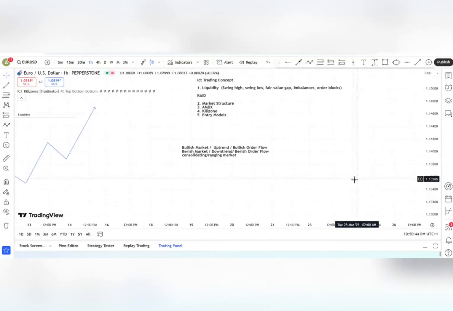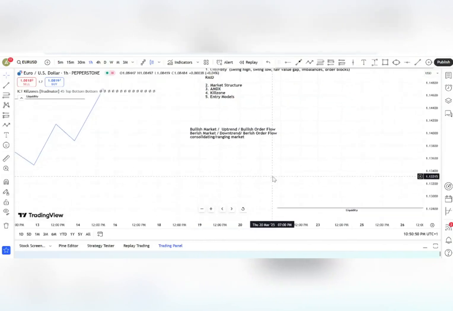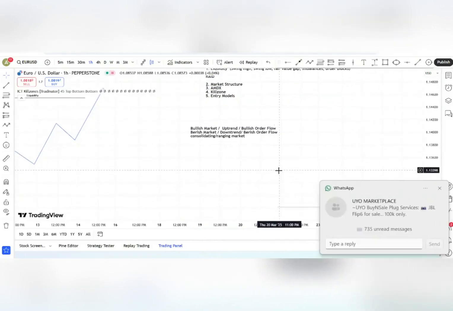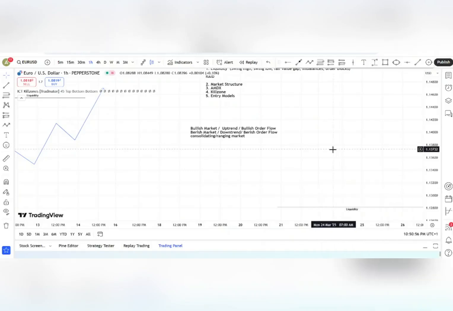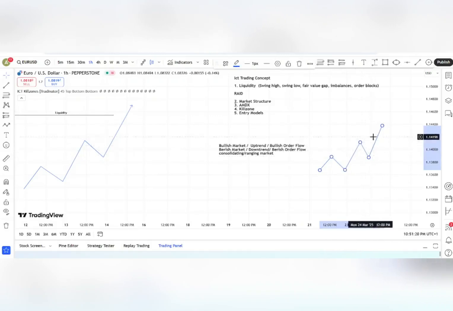All right. So the next is what we call the AMDX. So what is the AMDX? The AMDX is a model by ICT depicting how you can enter a position at a particular time. We can either buy or sell. We buy in a bullish market or in an uptrend, and we sell in a downtrend. So in the uptrend, we wait for break of structure and then we try to buy. In a downtrend, we wait for break of structure to the downside and then we try to sell after a retracement, waiting for confirmations.